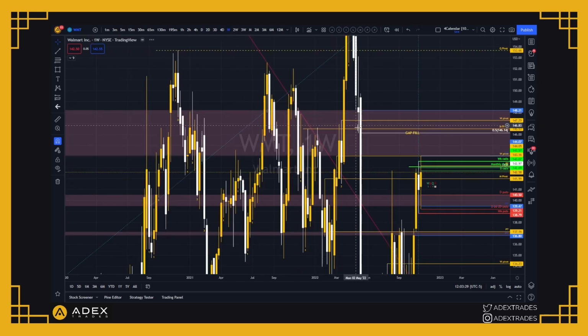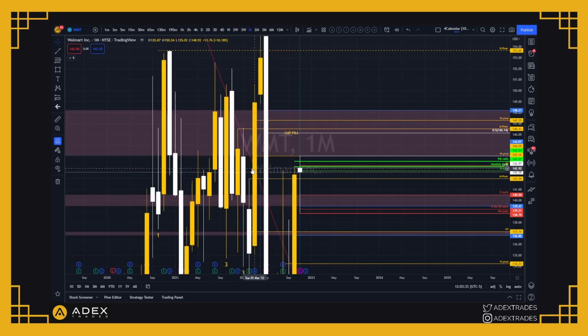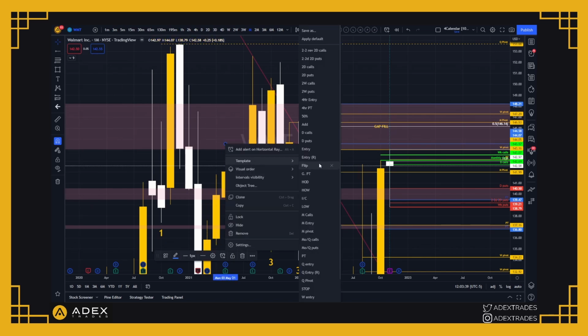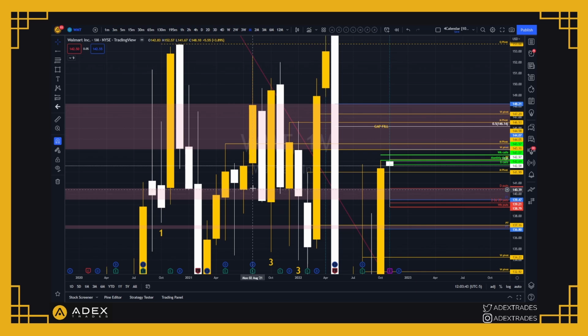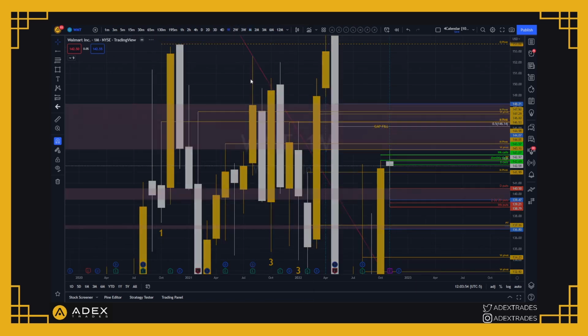So for example, I'll go on the weekly, or actually let's go on the monthly, because I know the monthly is stronger. So I'll look at, okay, so this is a price target. Boom, monthly pivot. Another one. Monthly pivot, monthly pivot. I go weekly pivot.